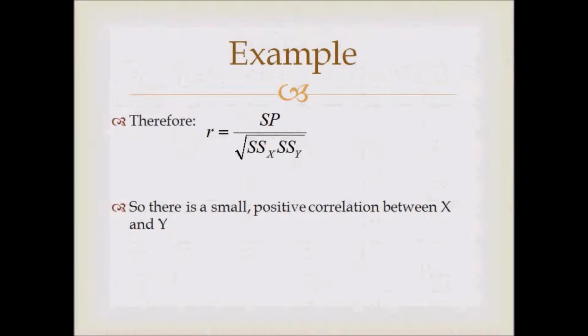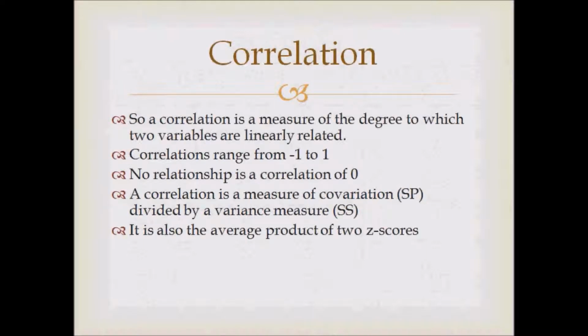0.298 is positive, so it's a positive direction. So as X scores increased, Y scores moderately increased as well. Okay, so just to review, correlations range from -1 to 1. They must be linearly related. And when there's a correlation of 0, that indicates a weak relationship or no relationship.